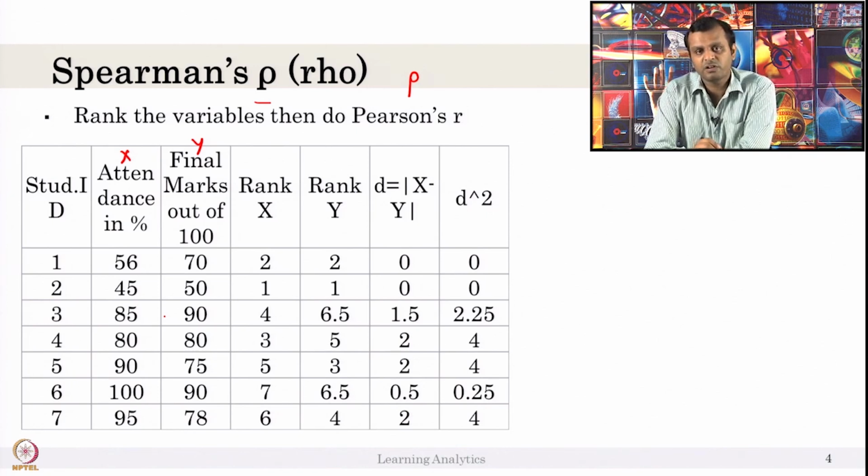There is another formula, instead of using Pearson on these ranks. The other formula is very easy. You compute the difference between these two ranks. So the difference between these two ranks is 0, 0, and this is 1.5, and this is 2.5.